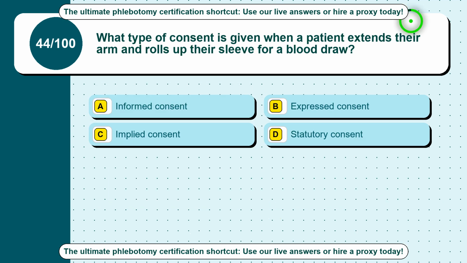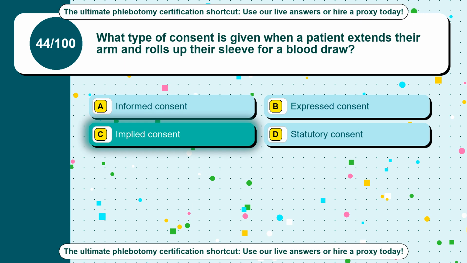Question 44. What type of consent is given when a patient extends their arm and rolls up their sleeve for a blood draw? Option A, informed consent. Option B, expressed consent. Option C, implied consent. Option D, statutory consent. The correct answer is option C, implied consent.